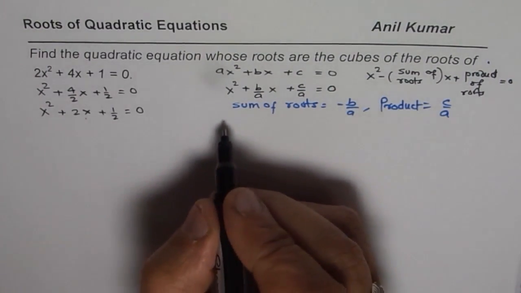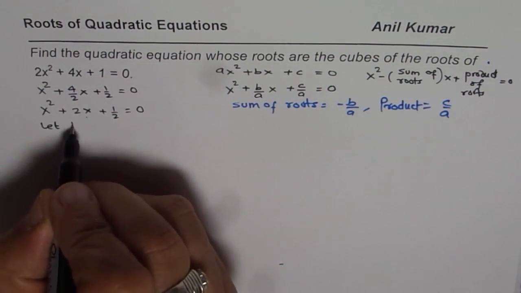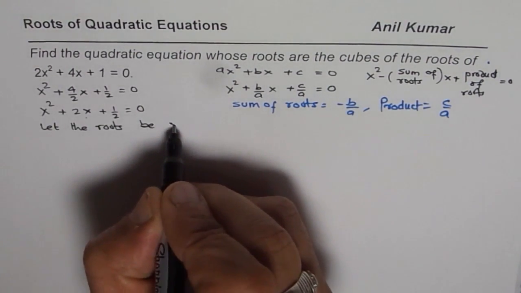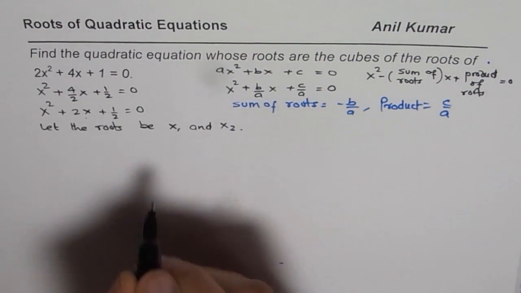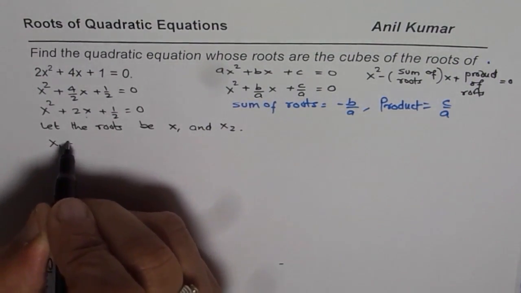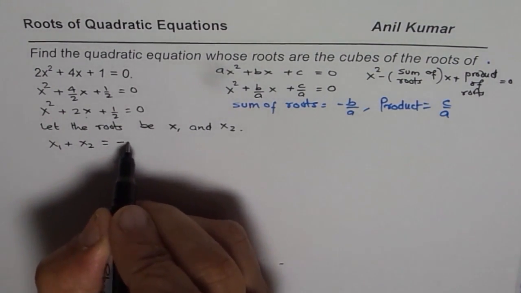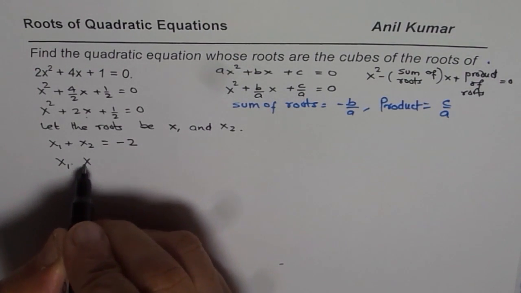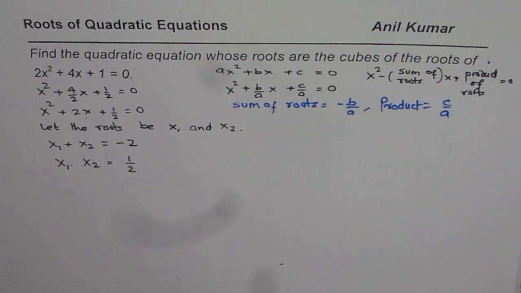So let the roots be x1 and x2 for this equation. In that case, x1 plus x2 for the given equation will be minus 2, right? So we could say sum of roots. And product means x1 times x2 will be half, correct? So from the given condition, that is what we have.